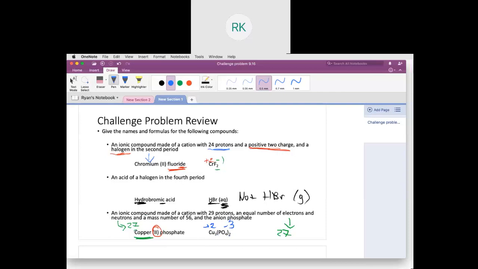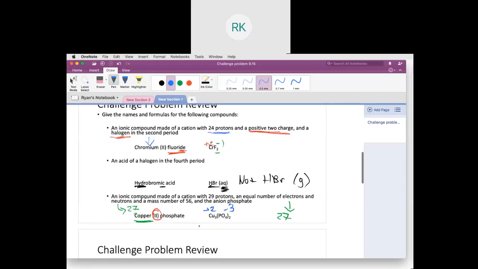And so if we have 2 phosphate molecules, each with a -3 charge, we would have a total negative charge of -6. Now if we have 3 copper atoms, all with a charge of +2, we will have a positive charge of +6. And so this +6 charge and this -6 charge counteract. That's how we know that we should have 3 copper molecules and 2 phosphate molecules.